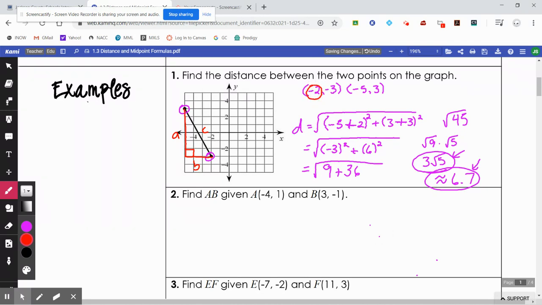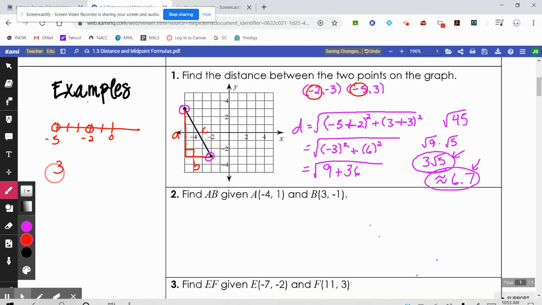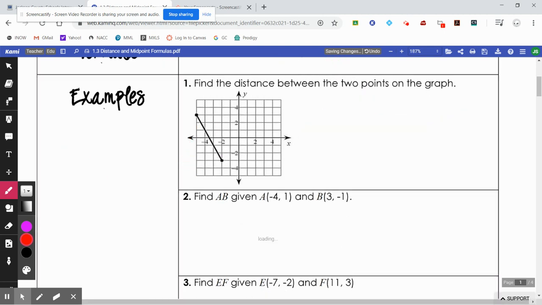Take your two x values, which is -2 and -5, and ask yourself how far, and you can think about a number line if you need to. This is 0, -1, -2, -3, -4, -5. We ask ourselves how far is it from -2 to -5 on a number line, and that distance would be 3. And then do the exact same thing for your y values, and ask yourself how far is it from -3 to +3 on a number line, and that'd be 6. Take those two values, and that would be a 3 here.